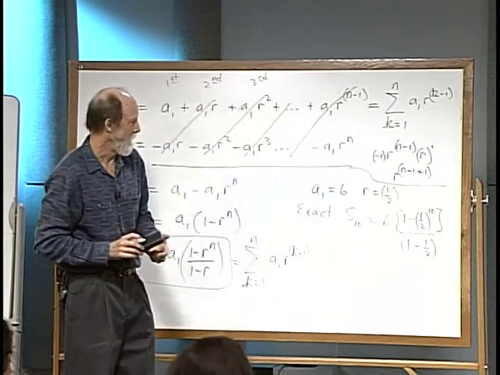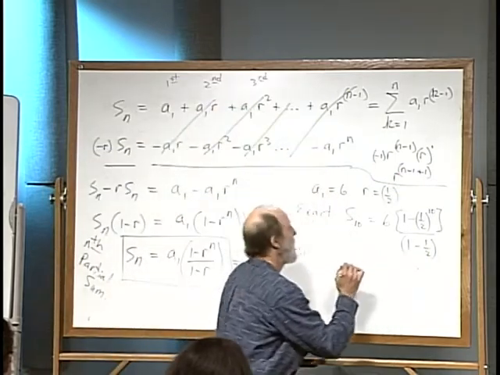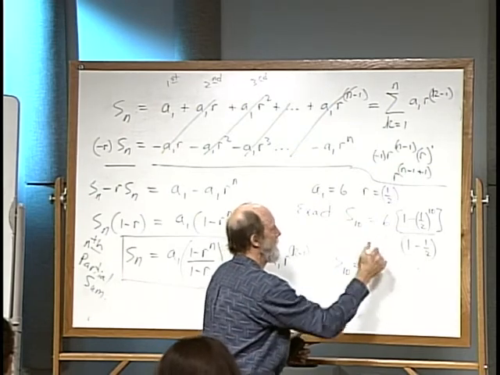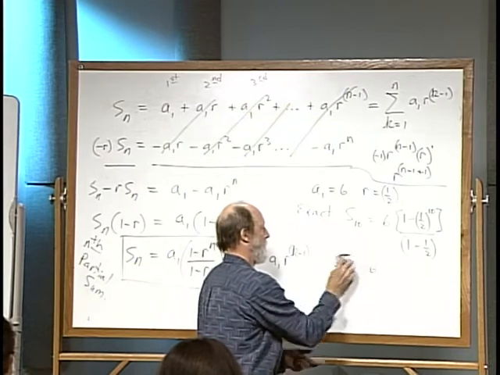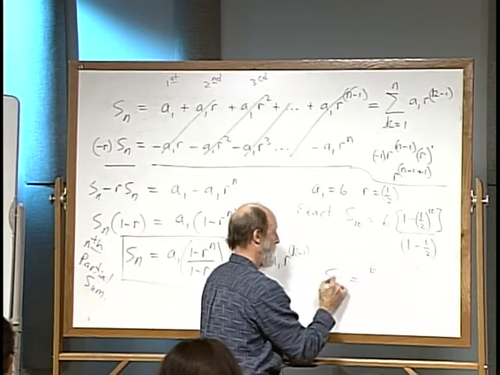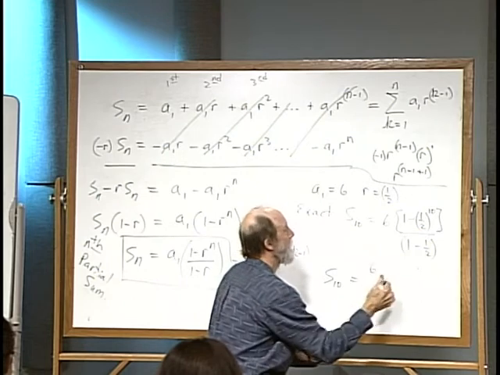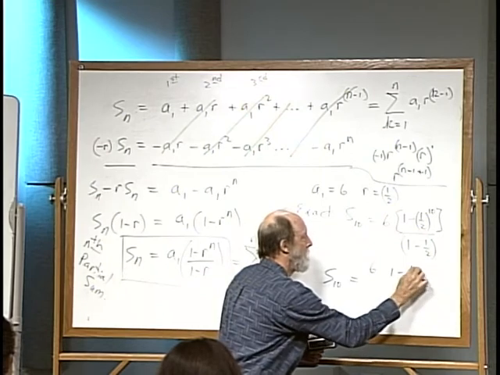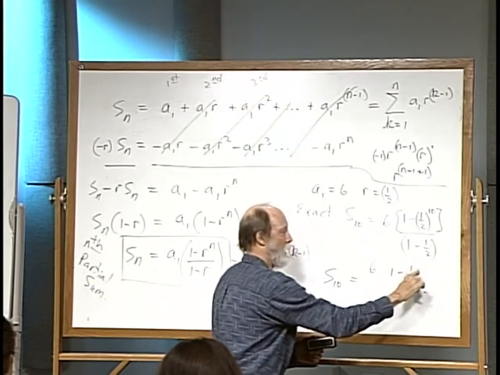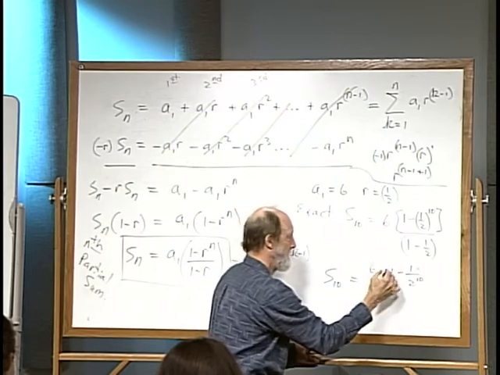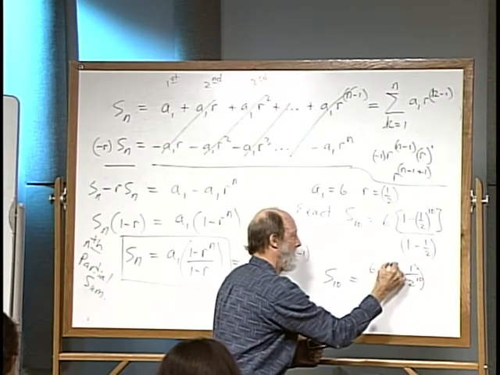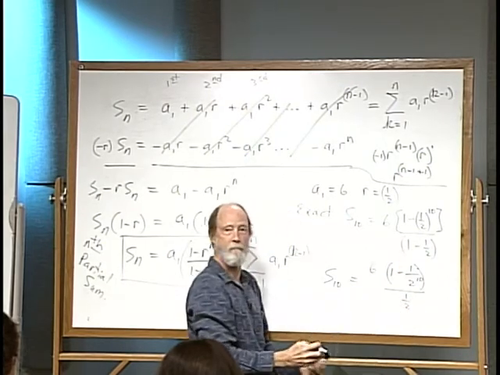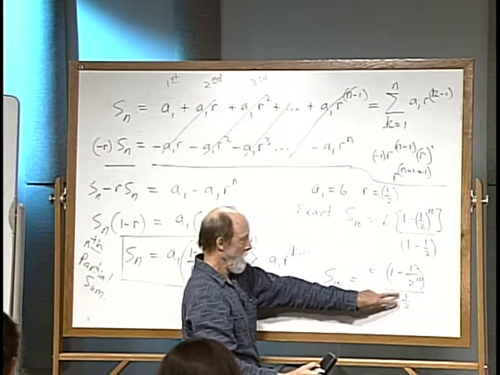Okay, so let's continue on right now with it. S sub 10 is going to be equal to 6. Let me fix this a little bit. And I may have to actually move to a different spot on the board here. 6 times 1 minus 1 over 2 to the 10th, over 1 minus a half, which is 1/2. Okay. Invert and multiply.